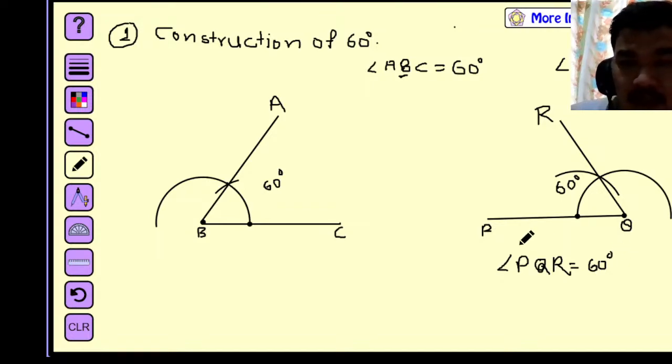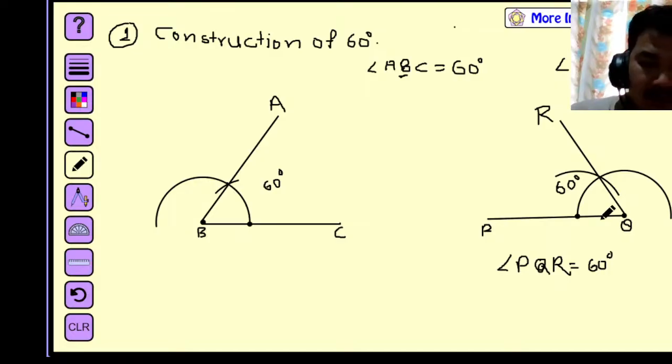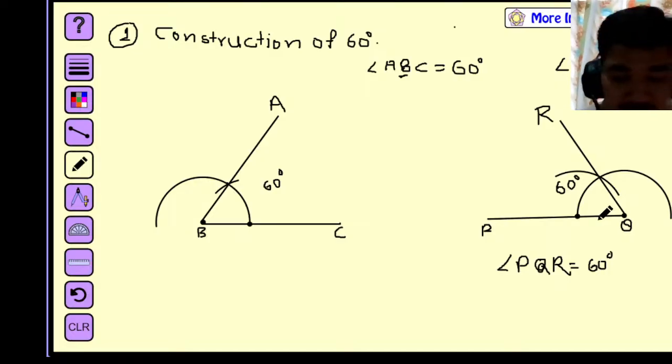This is 60 degrees. Look, in this line PQ, Q is the vertex of the angle. That's why we have to draw the angle on the right side this way. This is on the left side of the line segment, and this is on the right side of the line segment. Like this we have to construct the 60 degree angle, right? I hope you understood it.